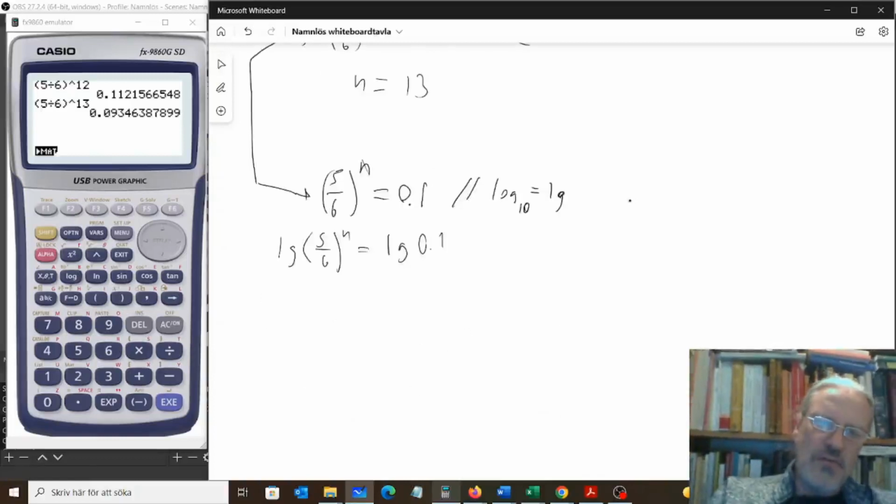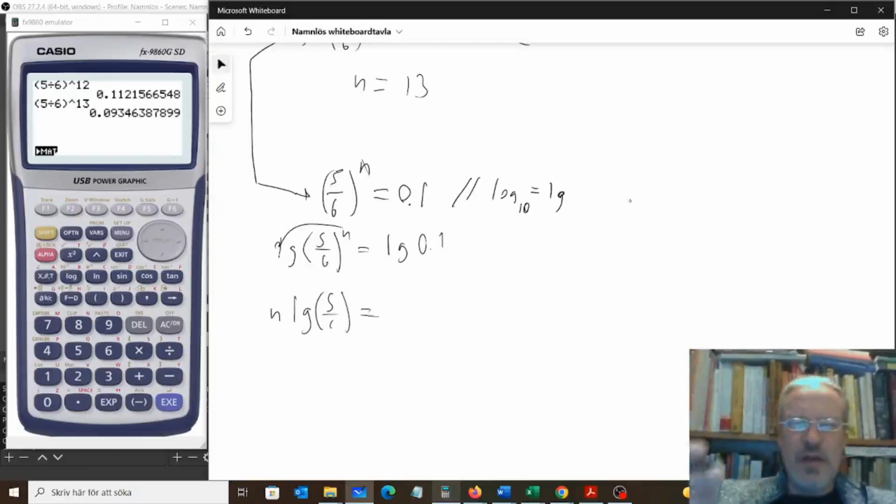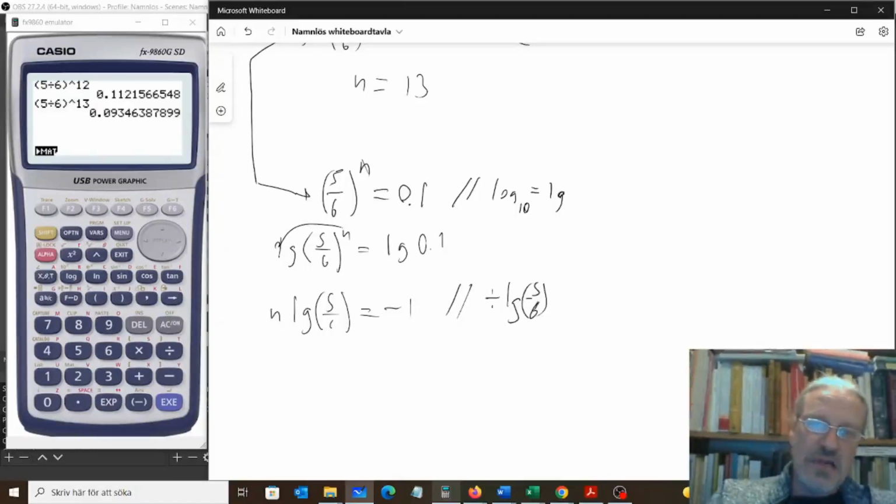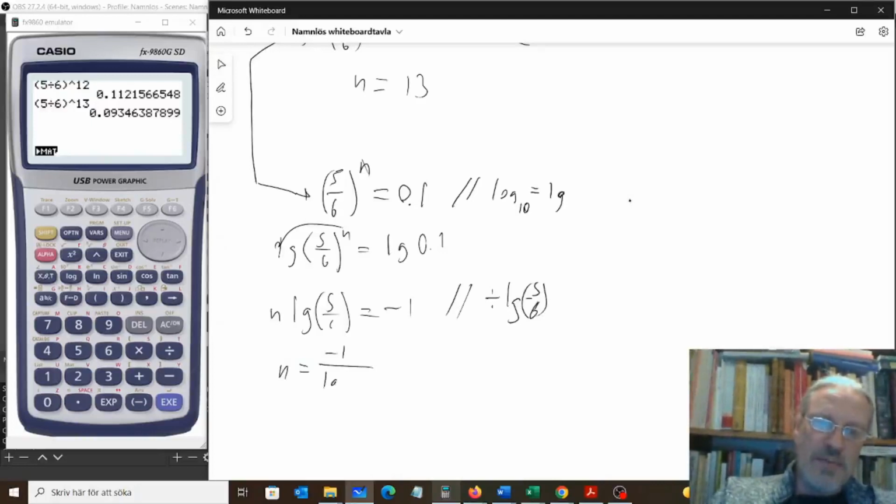We know from one of the logarithm rules that we can move this n in front. So n times LG 5 over 6 equals LG of 0.1. What do you need to take 10 to the power of to get 0.1? That is minus 1, right? And then we divide by LG 5 over 6. So we get that n equals minus 1 divided by LG 5 over 6.